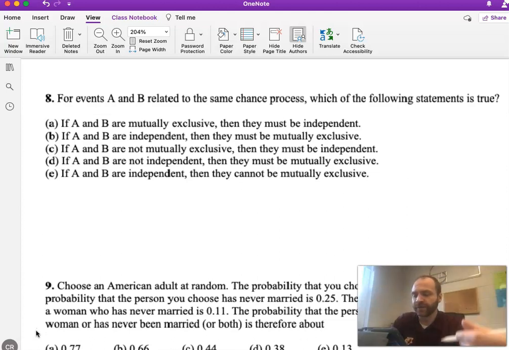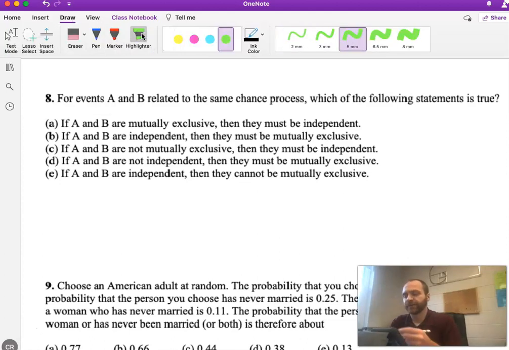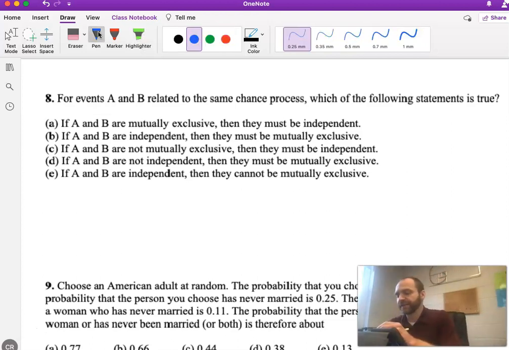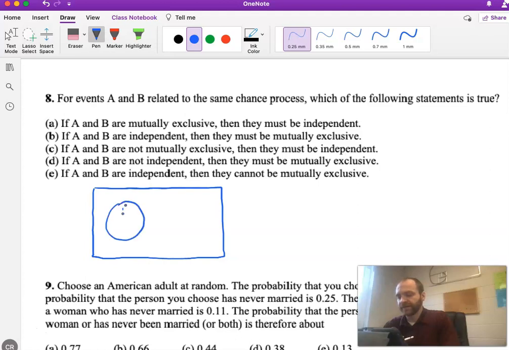And so right away, I'm looking at this and I can recall, I can go through and read them all. But here's why mutually exclusive does not equal independent. Mutually exclusive says you have event A and you have event B, and they have nothing in common. There's no intersection.